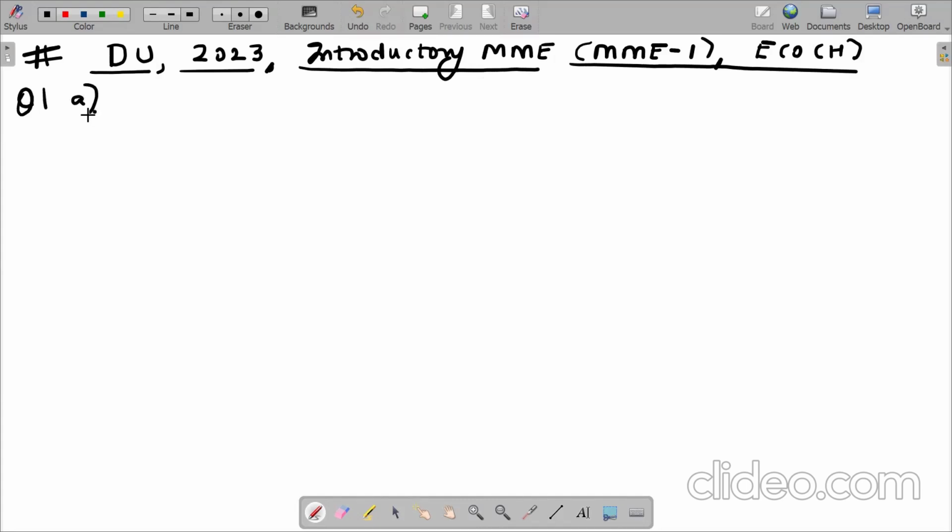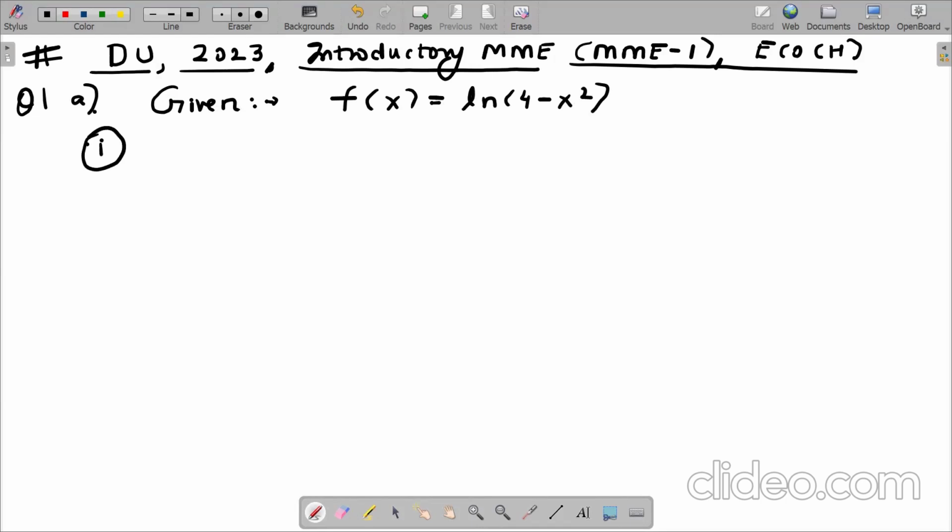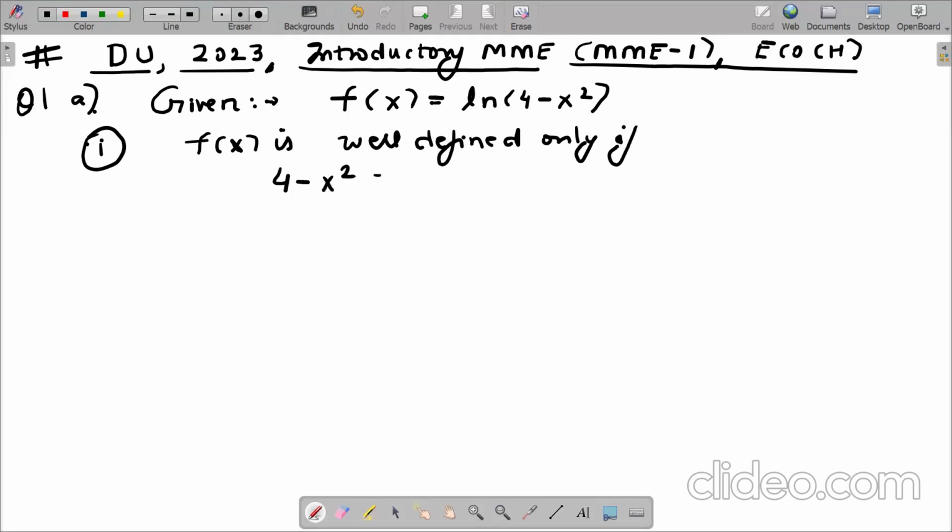I'm quickly writing the piece of information given to us. We are given that f of x is equal to ln of 4 minus x squared. First part asks us to find the domain. Now remember from my lectures on relations and functions, when is a natural logarithmic function well defined? So I can say that f of x is well defined only if 4 minus x square is strictly greater than 0.